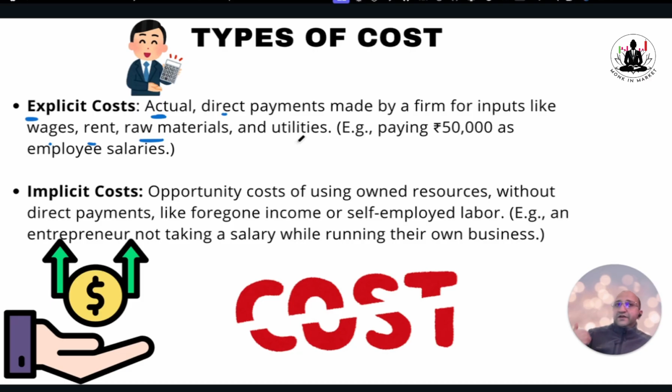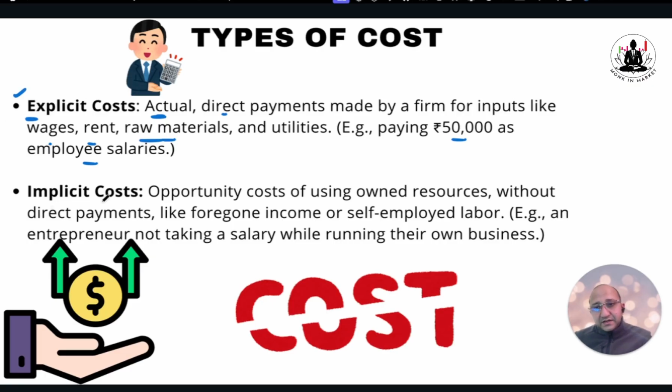For example, you are giving wages to 50 laborers. So that is the money which is going out. Rent, you are paying from your bank account for the building you have hired, you have rented, right? That is rent. It is going out of pocket. You are buying raw material. So this is the money which is going out of a pocket, right? So you paid 50,000 as employee salary. So this is explicit. Explicit, the money which is going outside, right?